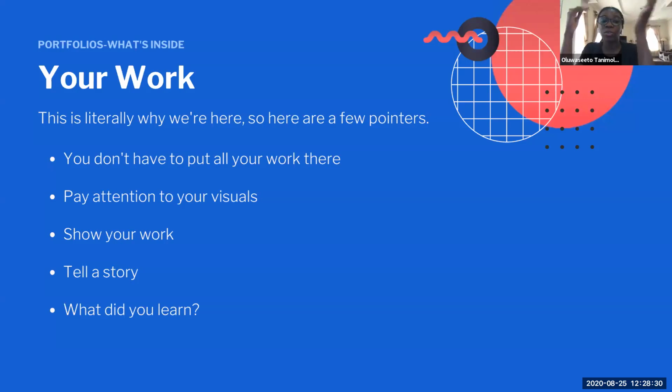Pay attention to your visuals. Be very intentional with your visuals. It's not enough to just take screenshots from Figma and put them there. I think this is one I'm going to dwell on for a lot.